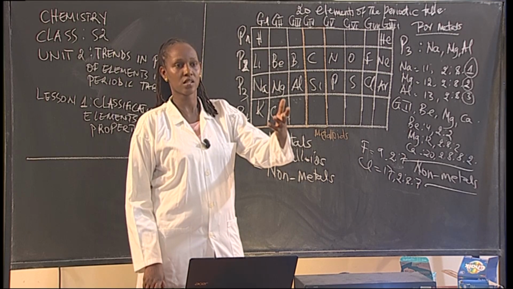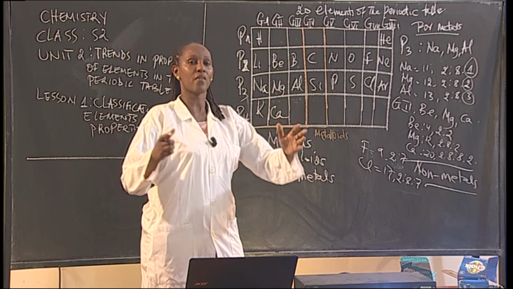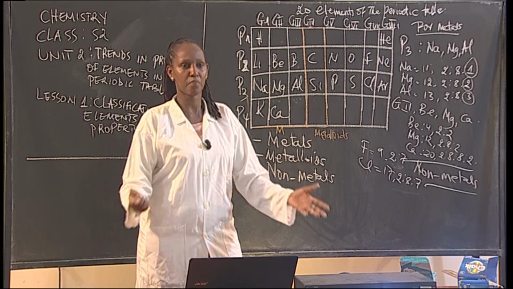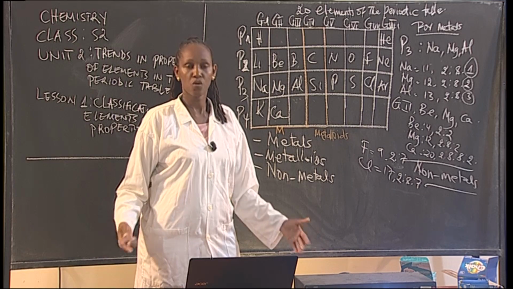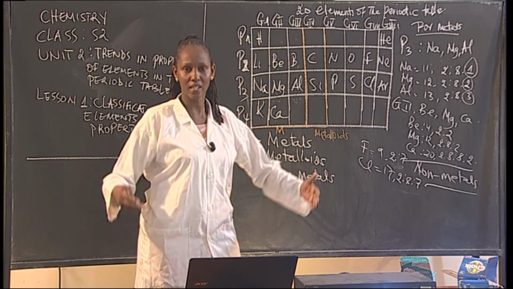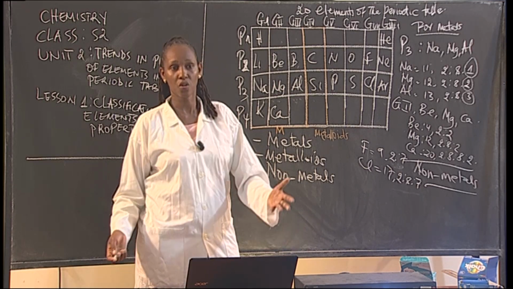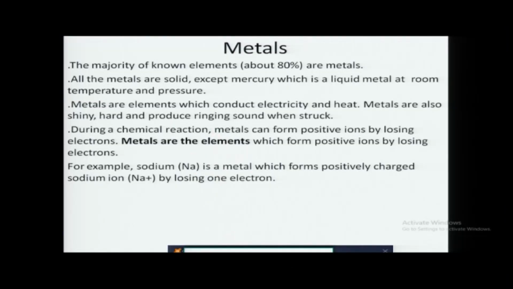So those are metals. Normally in the periodic table, 80% are metals. So what are the features of metals? What are the characteristics of metals? They are solid, except mercury, which is a liquid at room temperature. Metals conduct electricity and heat. They are shiny, hard, and produce a ringing sound when you strike them.